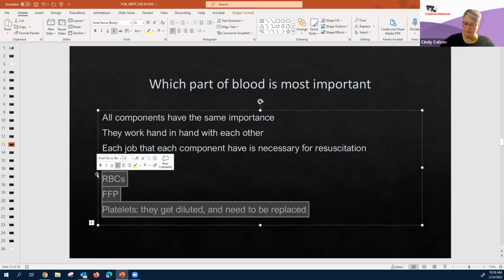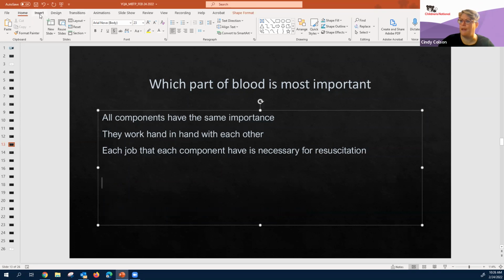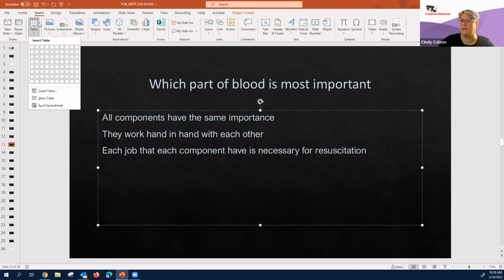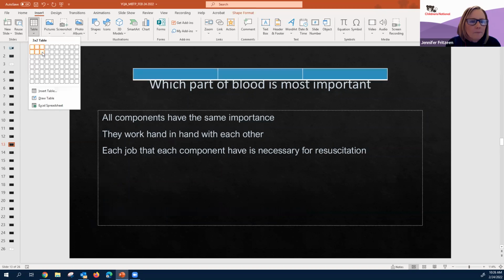You know what? I'm going to make a little table. Okay. And maybe, Jen, we can fill this in together. Okay. 1, 2, 3.